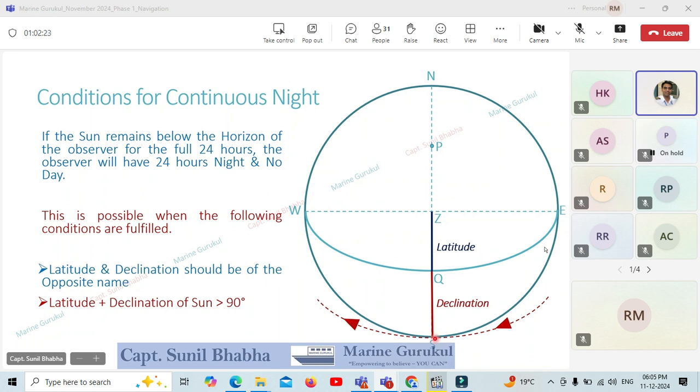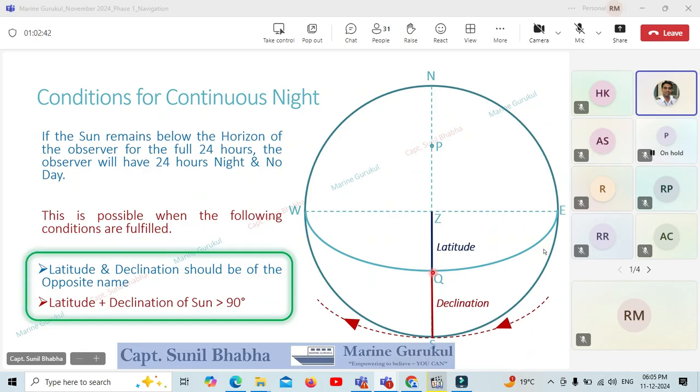Now, we are aware that from the Z point to the S point, Z is the zenith, S is the south point on our rational horizon, the total arc length is 90 degrees. From the zenith to the horizon, the arc length is 90 degrees. And we know ZQ is the latitude. Now, this is the declination Q to S.